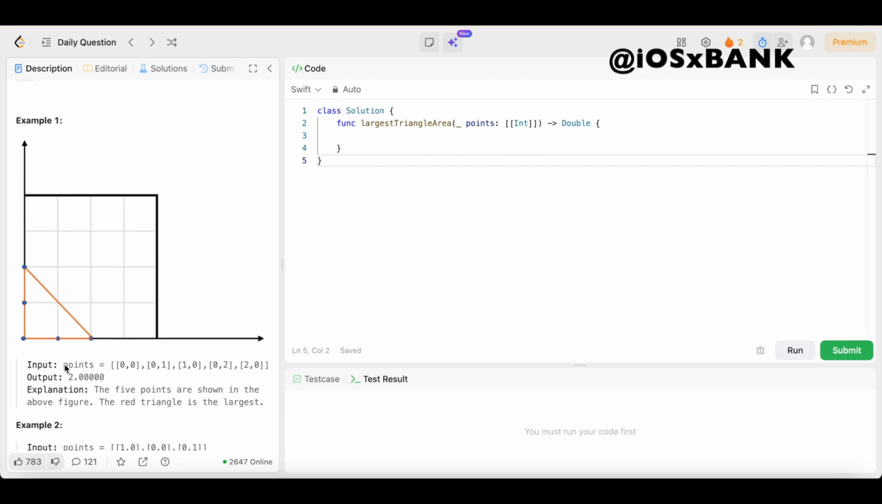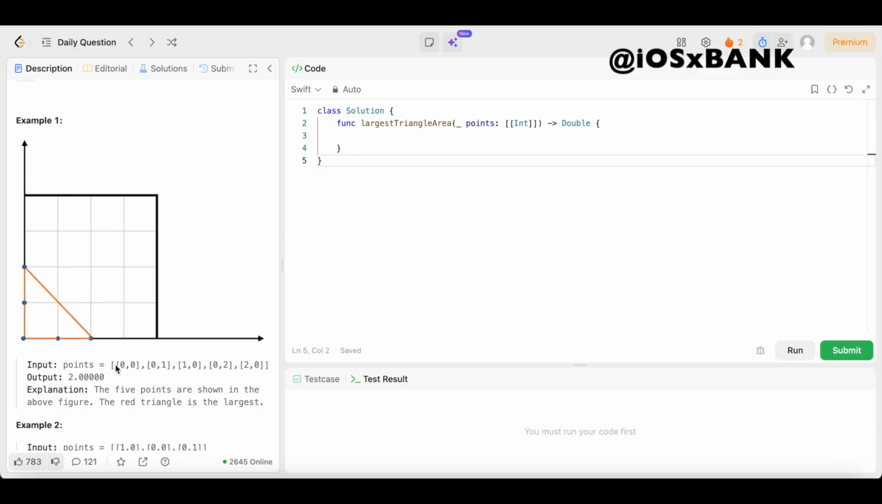So in the example, we have our input points equals a 2D array of integers of points. First point [0,0], then [0,1], then [1,0], then [0,2], then [2,0]. Our output is 2.0. The explanation says the 5 points are shown in the above figure. The red triangle is the largest. So let's break this down one step further.